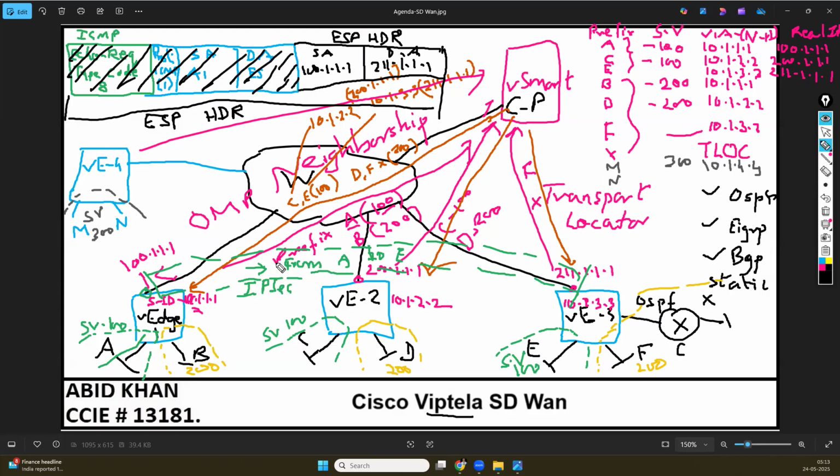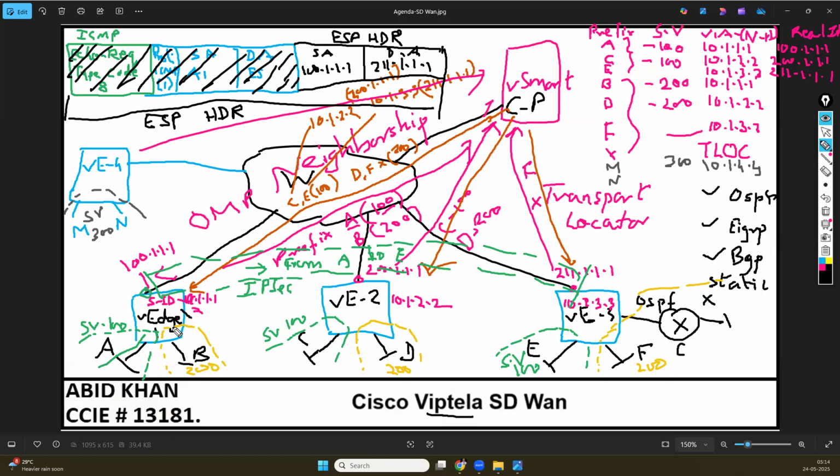So this is how the data will flow from A to E. It will not flow like vEdge 1 forwarding the packet first to vSmart. vSmart's job is only to extend the routes. These vEdges, when they receive the routes, also maintain the routing table, but they are not calculating it. They did not calculate how to reach E. They got ready-made information from vSmart. That's the reason this is called a centralized control plane. Every vEdge still maintains a routing table.